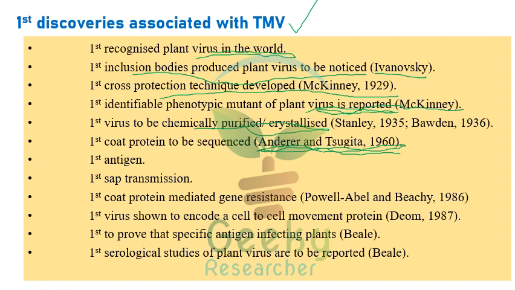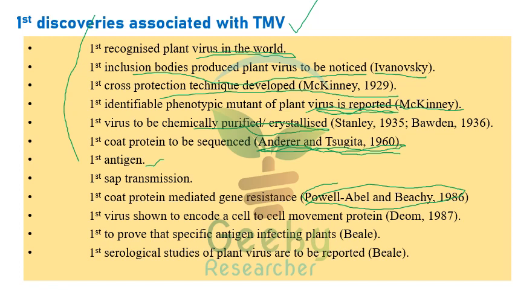The next one is antigen. The first antigen was actually developed from tobacco mosaic virus. The first antigen was developed for it, and also sap transmission: the first reported sap-transmitted virus is also tobacco mosaic virus. Coat protein mediated resistance was also developed by Paul Abel and B. Chettle in 1986 in tobacco mosaic virus only.